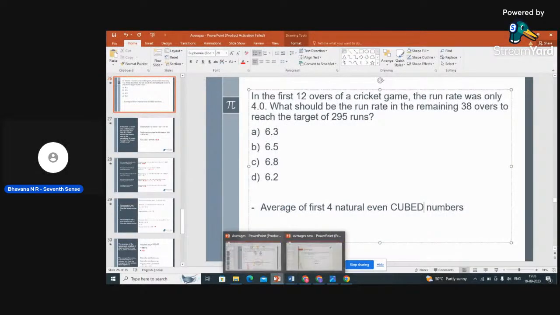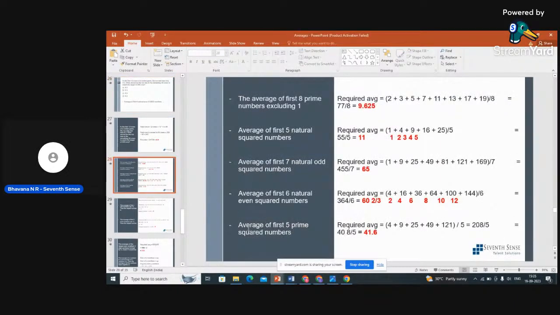Okay, now you will get to know which is the prime number, which is the natural number, which is the even number, which is the odd number. So in that you can easily identify what the average will be. Sum means we just need to calculate all the values. So that is the sum. Then we divide by the number of observations, and that is the average.